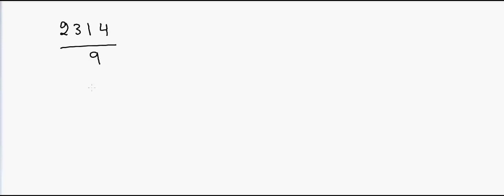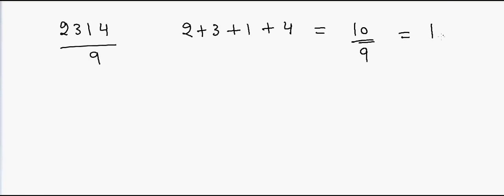So in that case, what we will do is we'll add all these four digits together. So 2 plus 3 plus 1 plus 4, that will give me 5, plus 1 is 6, plus 4 is 10. So if you divide 10 by 9, you will get 1 as a remainder. So your remainder would be 1 in that case.